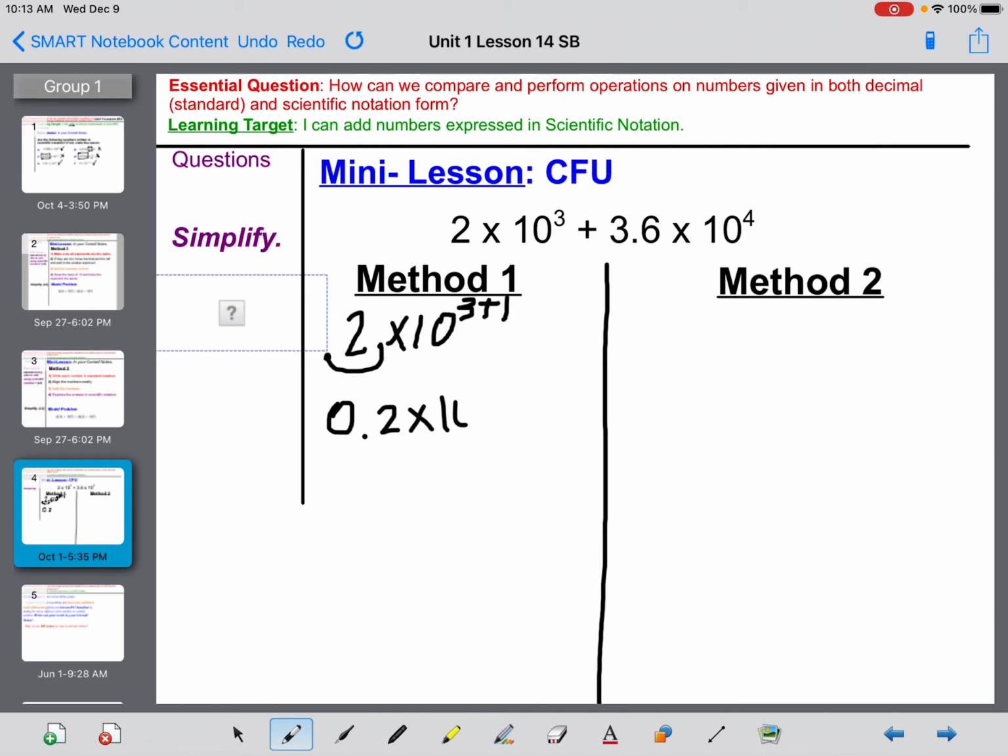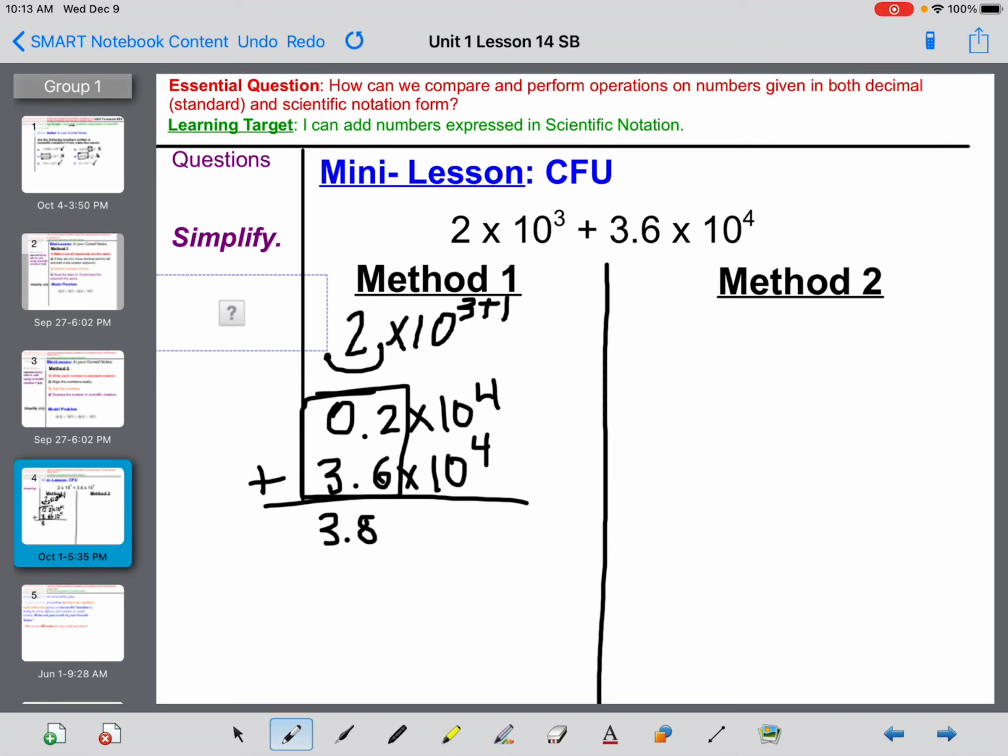0.2 times 10 raised to the 4th power, which now we can easily add 3.6 times 10 to the 4th power, because now they both have the same base and the same exponent. Okay, so now all we have to do is just add these two numbers in front, which we're going to get 3.8. We're going to keep our base of 10 and keep our exponent of 4, which is our final answer. Okay, so the key part to method number 1 is to make sure that the exponents are the same. And we can change our exponent by moving our decimal point.